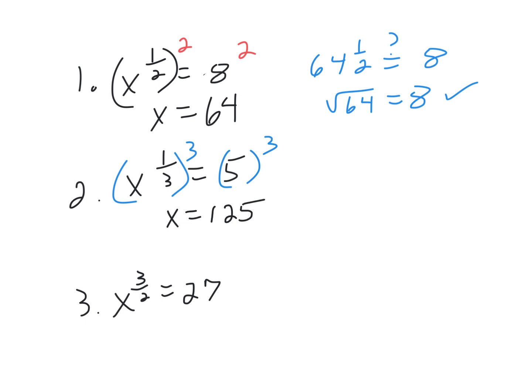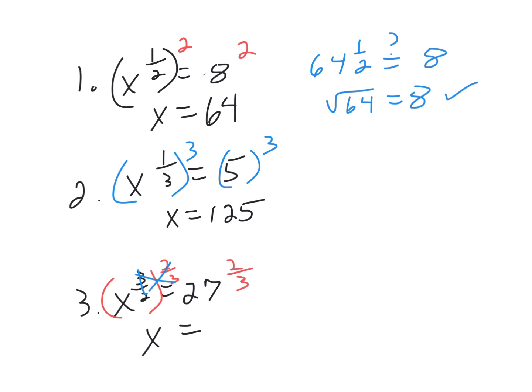And on this last example, x to the 3/2 equals 27. Well, again, if you're trying to solve for x over here, we're going to raise this to the reciprocal power, which is 2/3. So we're going to have to raise 27 to the 2/3 power. So on the left, we have x equals, because these basically canceled each other out, 27 to the 2/3 power.